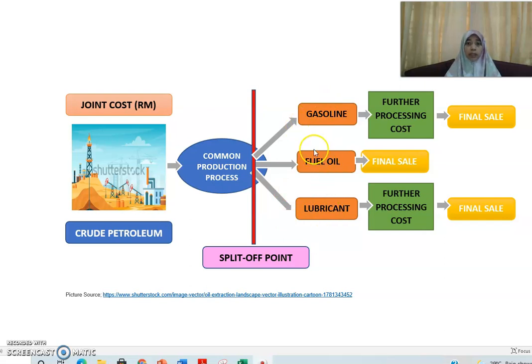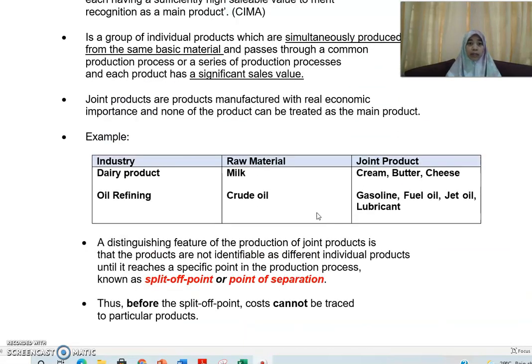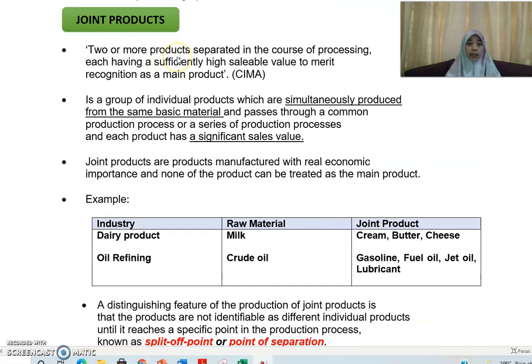Up to this point, until you reach this point, you incur cost. That cost that you incur is called the joint cost. They undergo the same common production process until you get these items. Remember, previously we mentioned that joint products are two or more products. In this case, we have three products separated in the cost of processing, each having a sufficiently high saleable value. These are all your main products, and they are simultaneously produced from the same basic material. They pass through the common production process. That's why you have the common cost, or your joint cost, until each has a high saleable value.